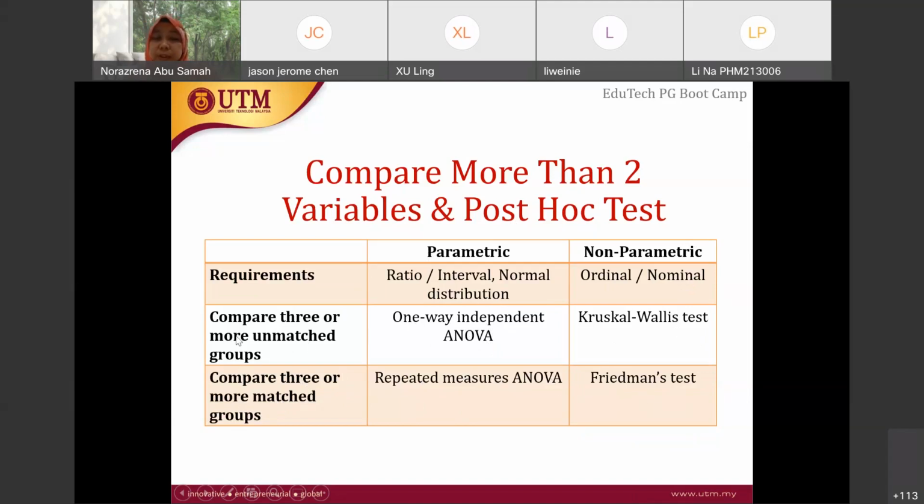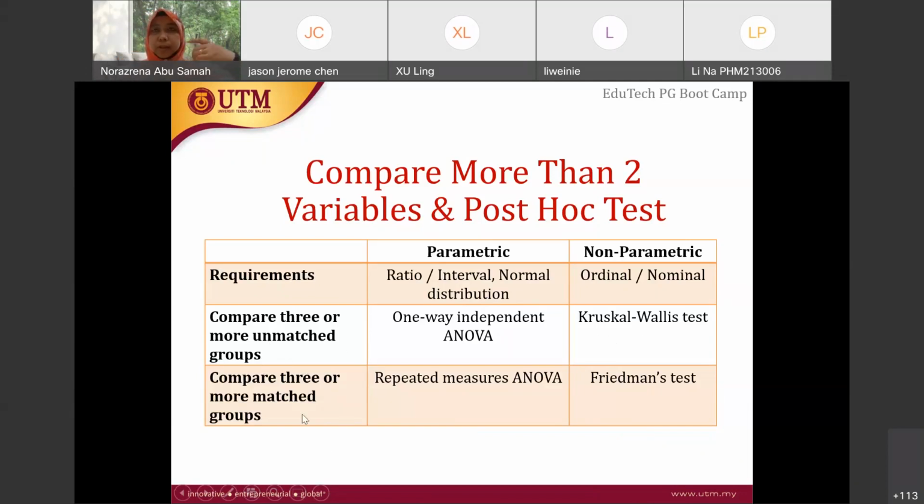For example, you want to compare 3 or more unmatched groups. For example, you want to compare the examination result across 3 classes: class A, class B, and class C. All 3 classes have different characteristics. So you have to compare using this one, for 3 or more unmatched groups.